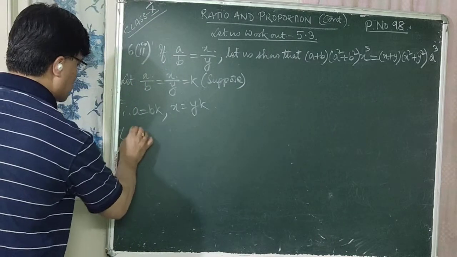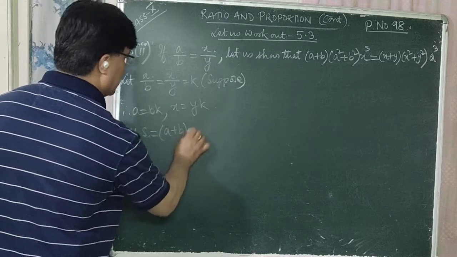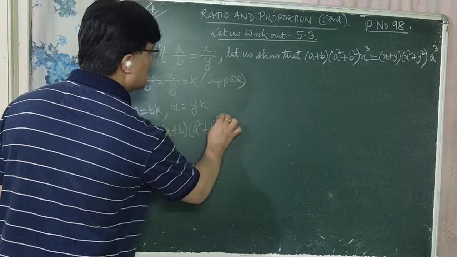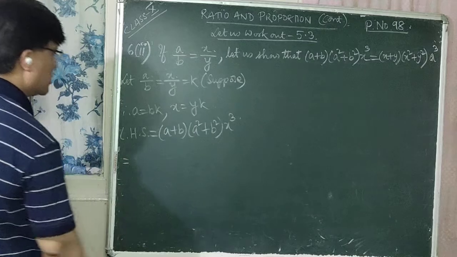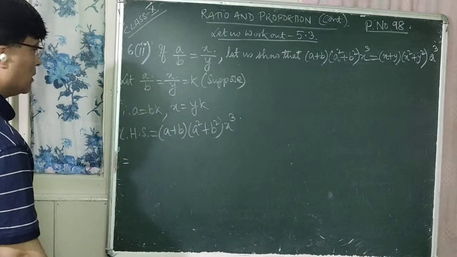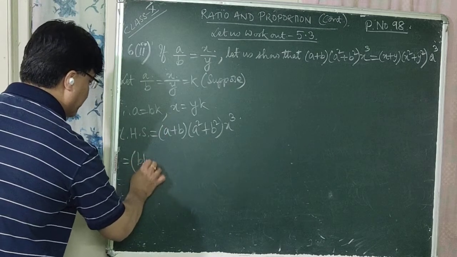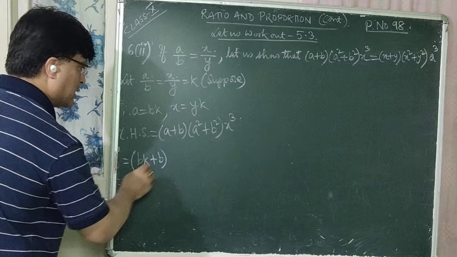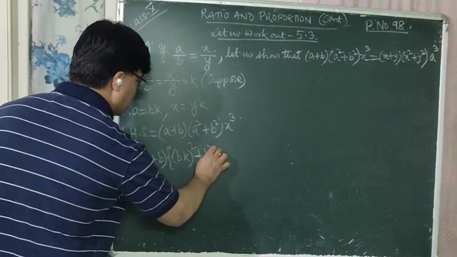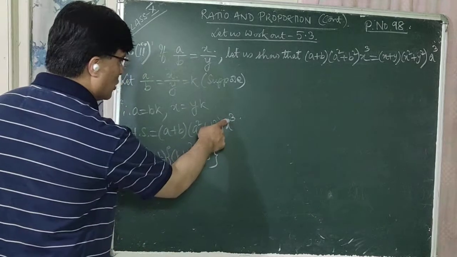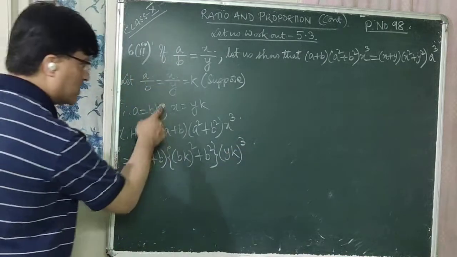Okay, so let us write down LHS now. What is LHS here? It is a plus b into a square plus b square into x cube, right? So which is equal to, now let's put the value for a here. What is the value for a here? bk plus, there is no value for b, b remains same. Again, what is a whole square? bk whole square plus b square. And what is x whole cube? That is yk whole cube, isn't it? The value for x is yk, right?